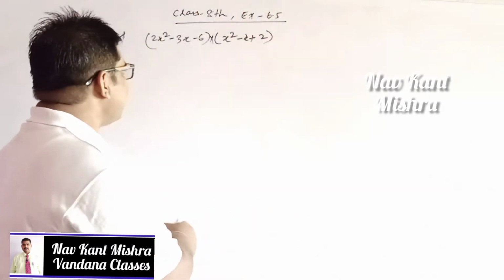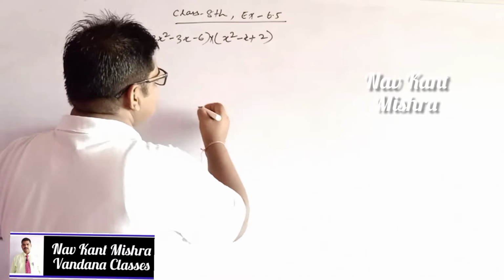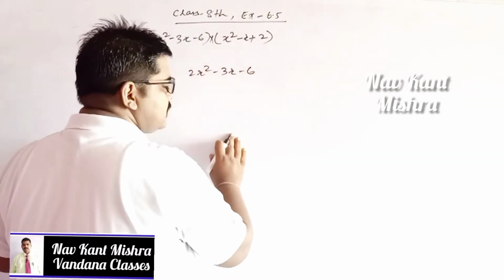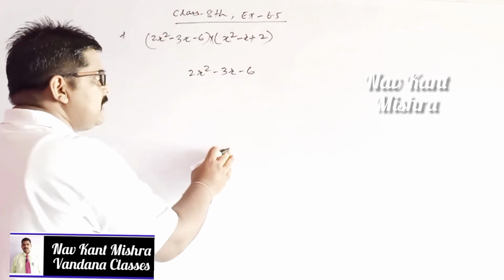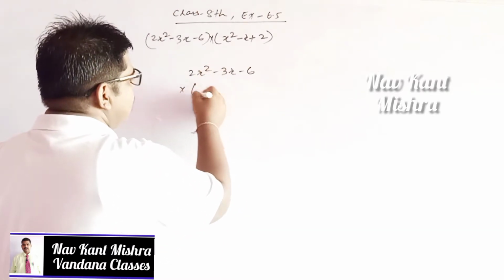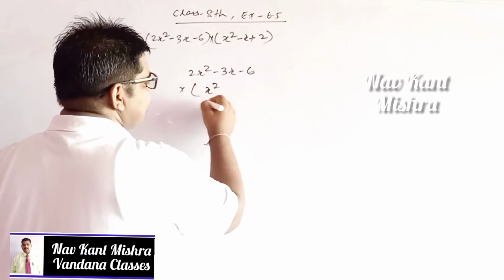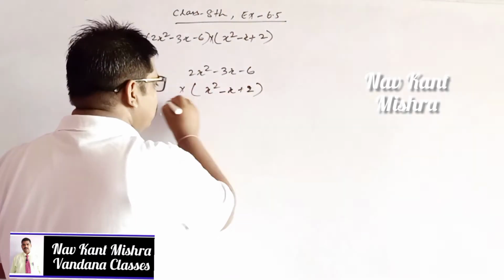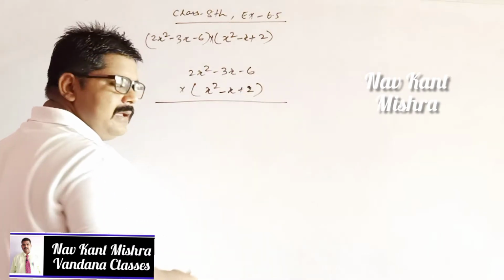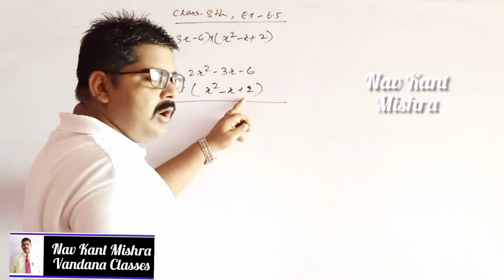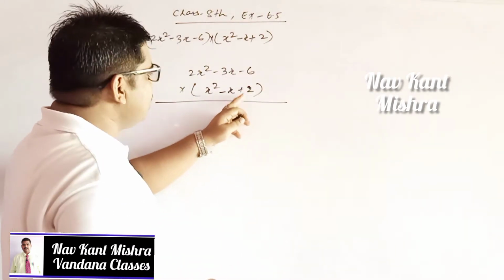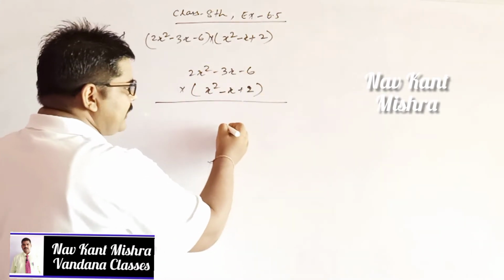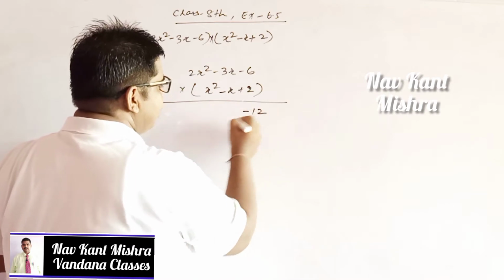Regarding the column method, you know very well that at first you need to write 2x squared minus 3x minus 6. This is a trinomial, and you have to multiply it by another trinomial, that is x squared minus x plus 2. You can multiply by each term of these trinomials. 2 is multiplied by minus 6, then you get minus 12.